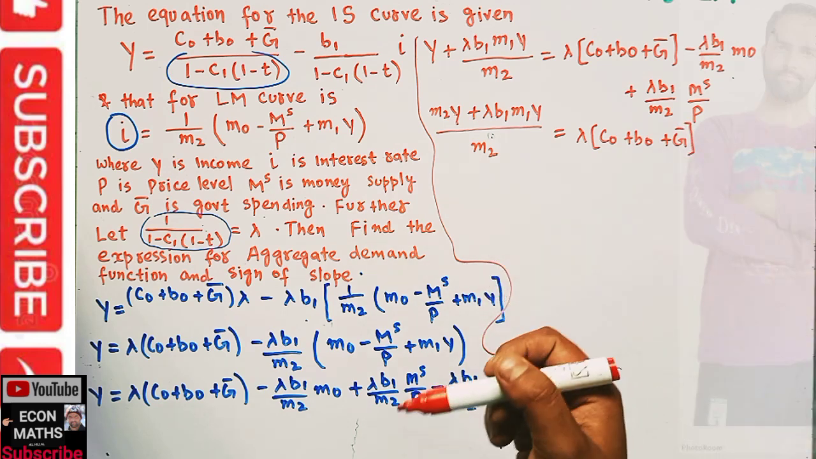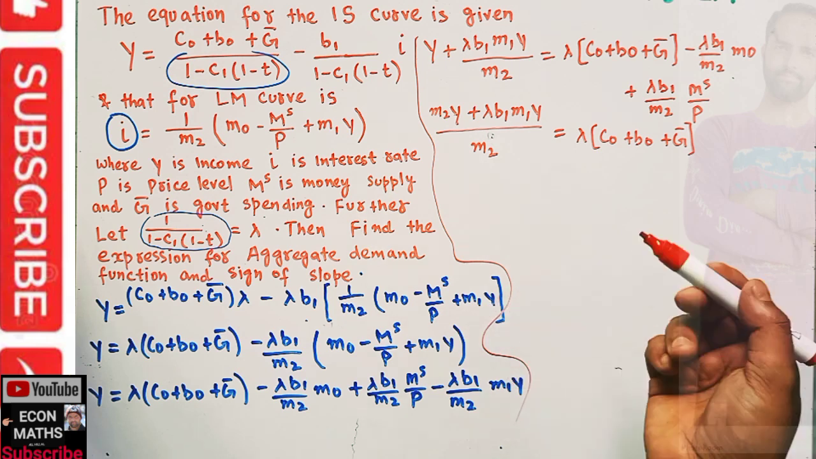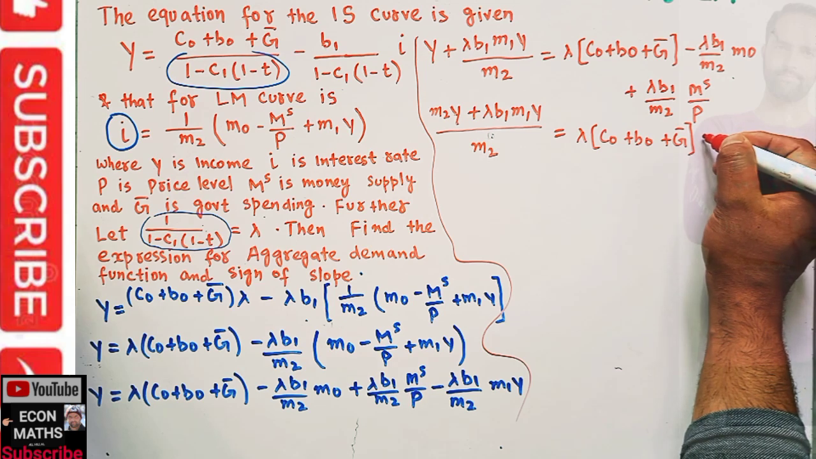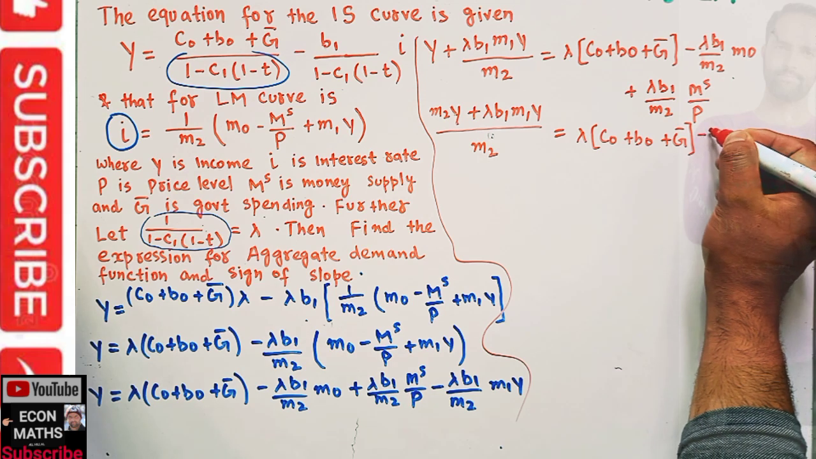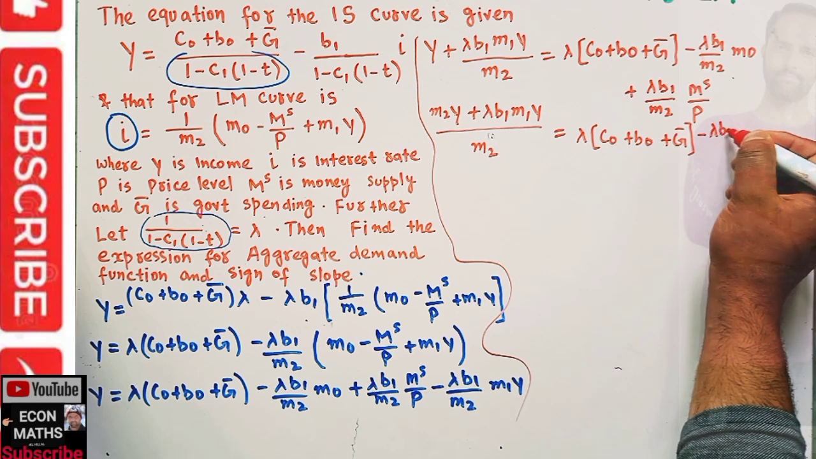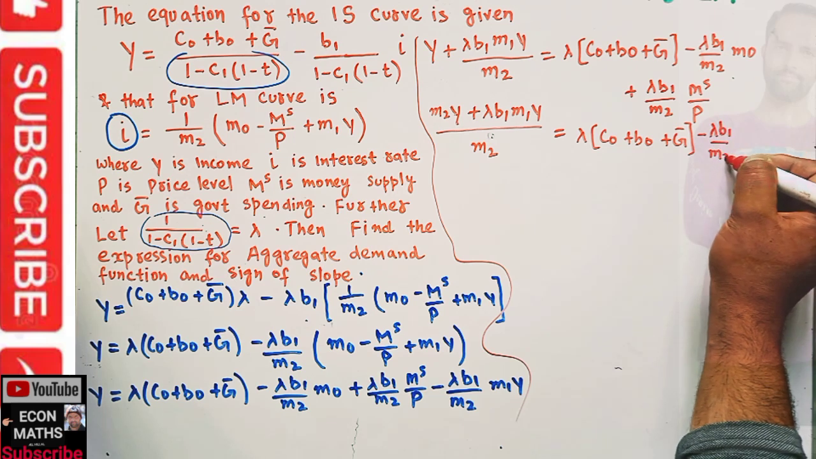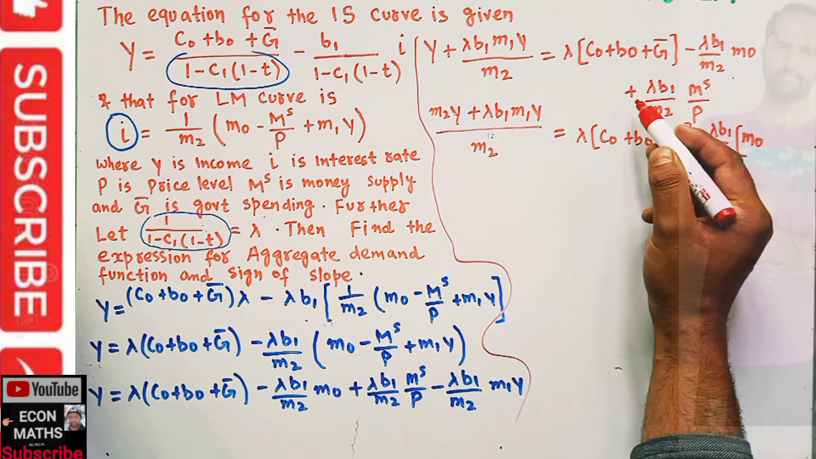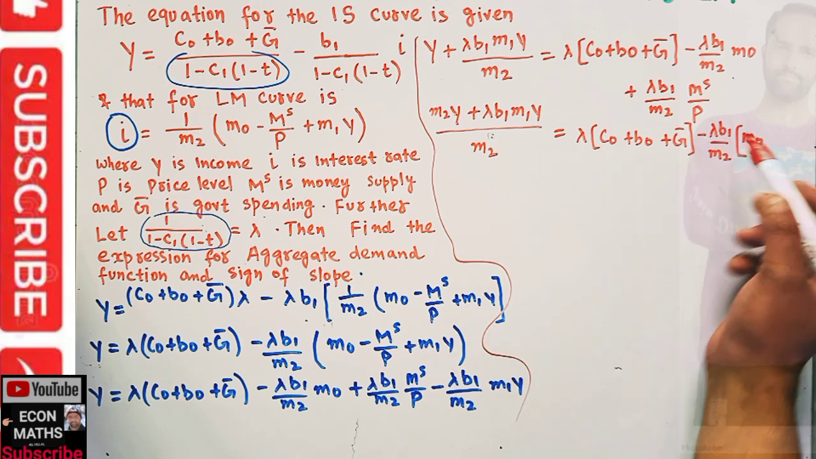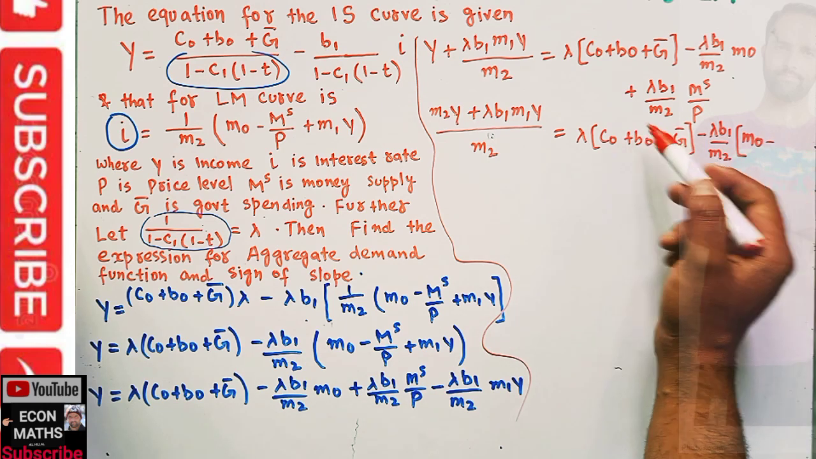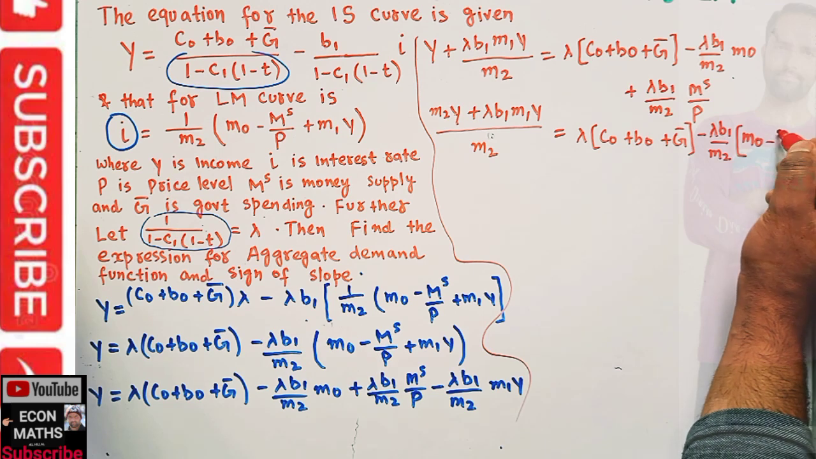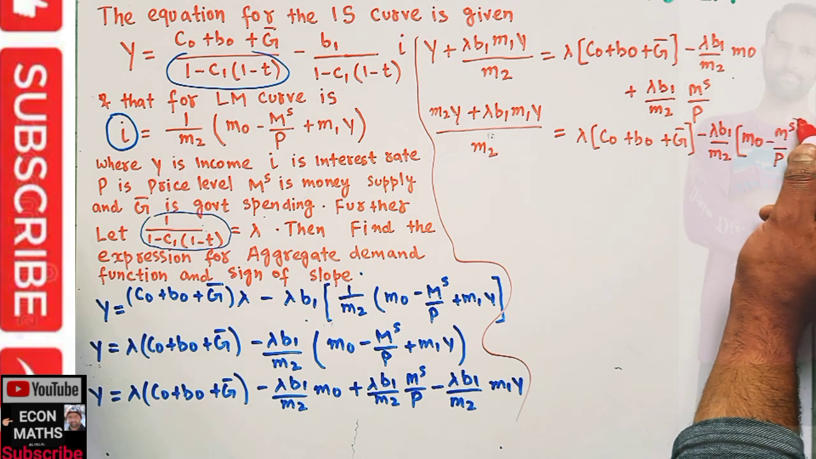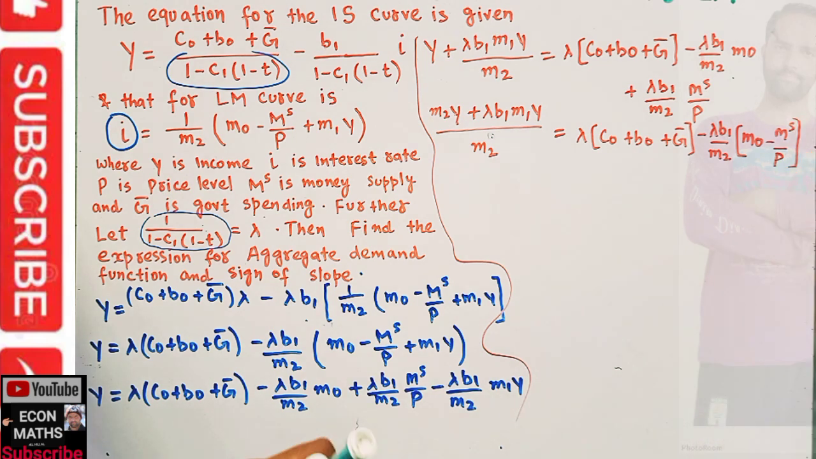Here let us again take this minus lambda B1 upon M2 common. So we have minus lambda B1 upon M2, let's take it common, and we are left with M0. Then write minus again, because minus into minus is again plus, so we have MS upon P. I hope I am making myself clear here.